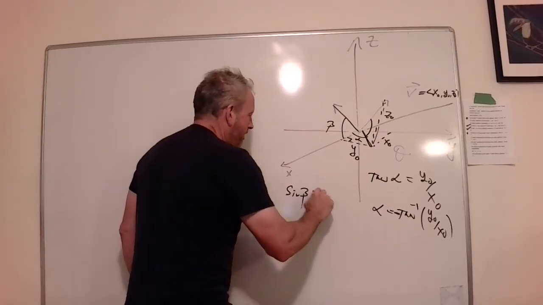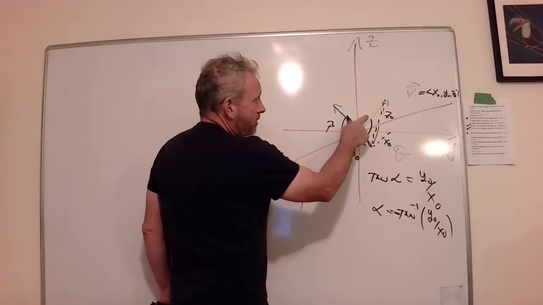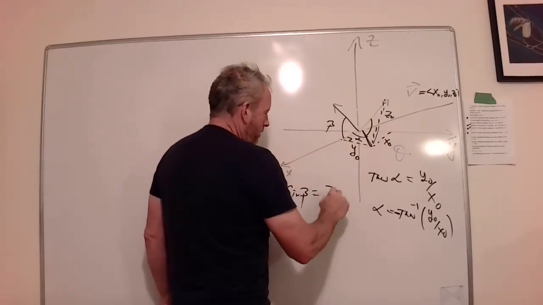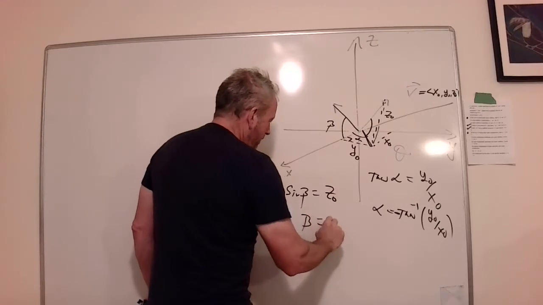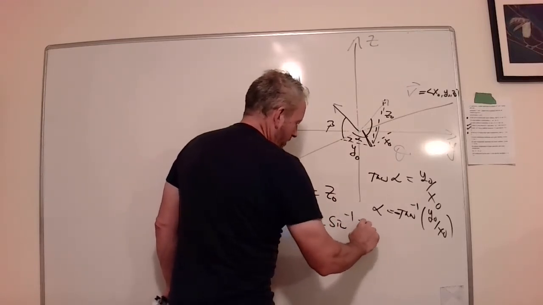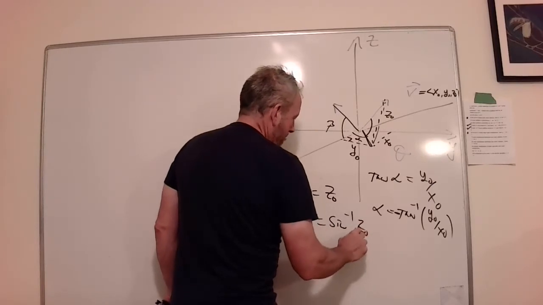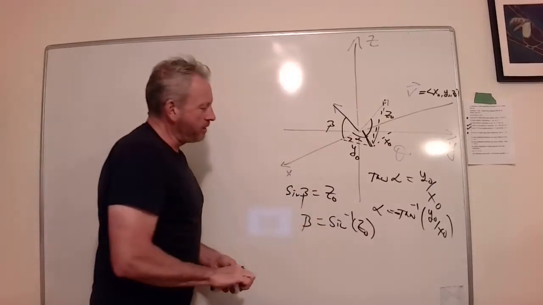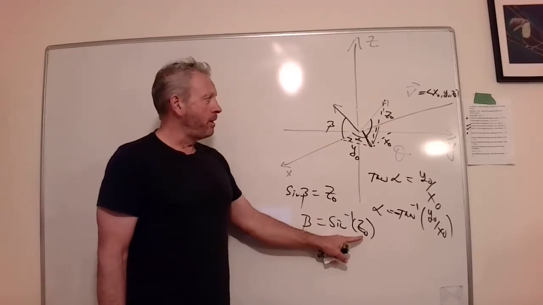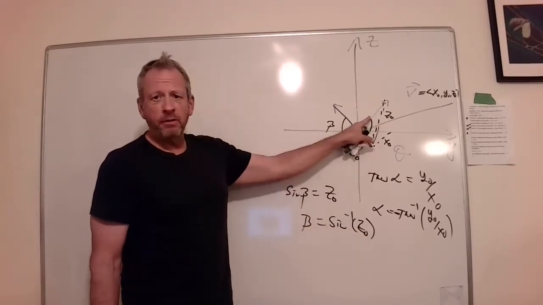So sine of beta is, notice how nice it is if I choose that to be a unit vector, z sub naught over 1. So that's just z sub naught. So beta is equal to sine inverse of z sub naught. One comment: you may say, wait a minute, what if z sub naught is greater than 1? Well, it couldn't be greater than 1, because then the magnitude of this vector would be greater than 1.